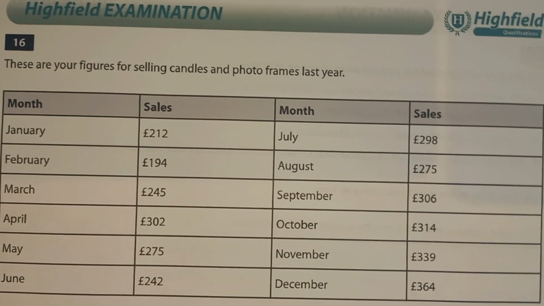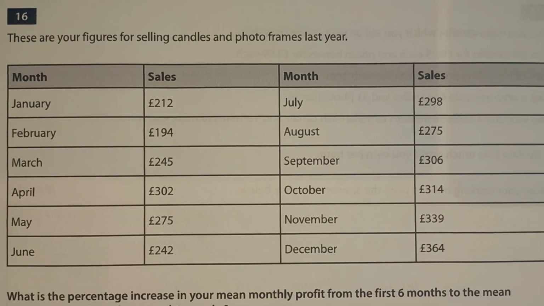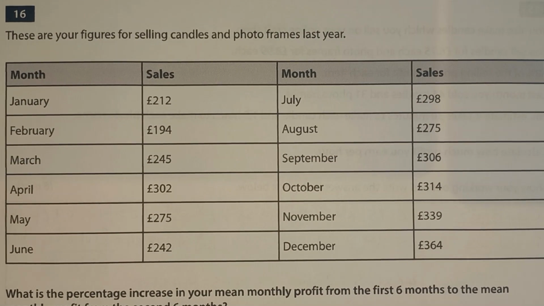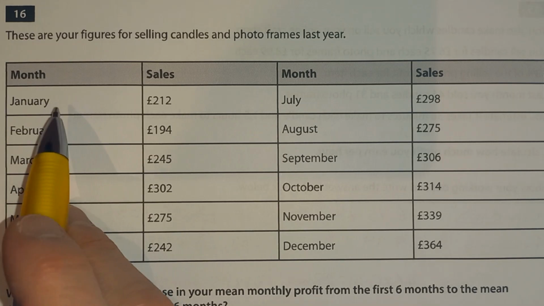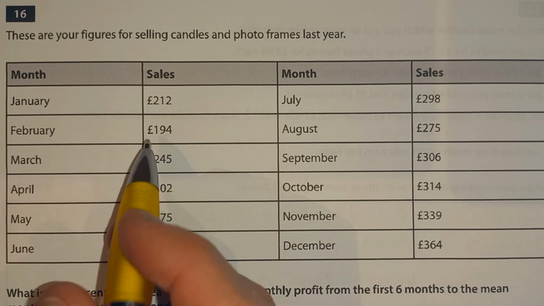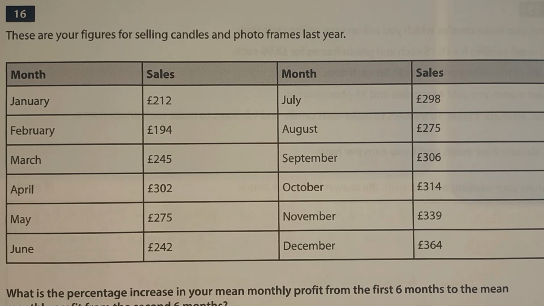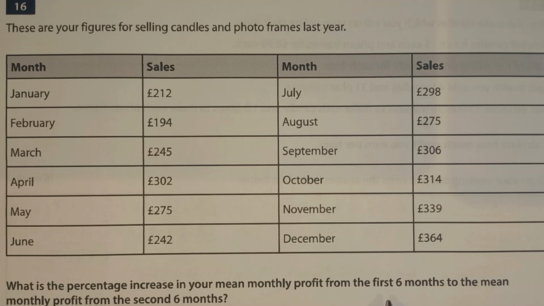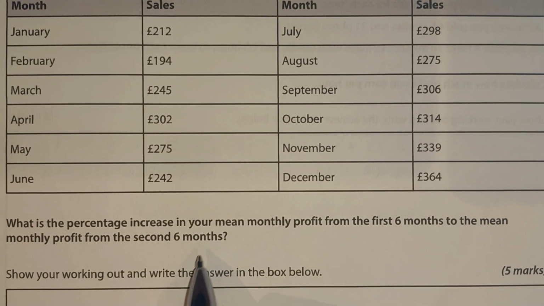So on to the final question now. Question 16. These are your figures for selling candles and photo frames last year. So in January we had sales of £212, February sales of £194, and so on. What is the percentage increase in your mean monthly profit from the first 6 months to the mean monthly profit from the second 6 months? Show your working out and write the answer in the box below.